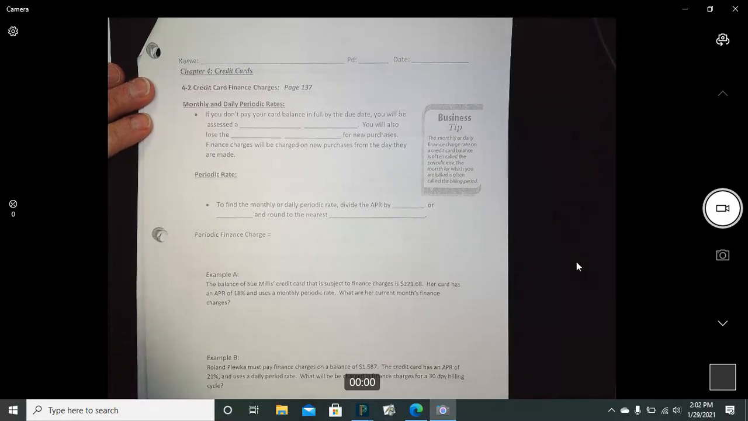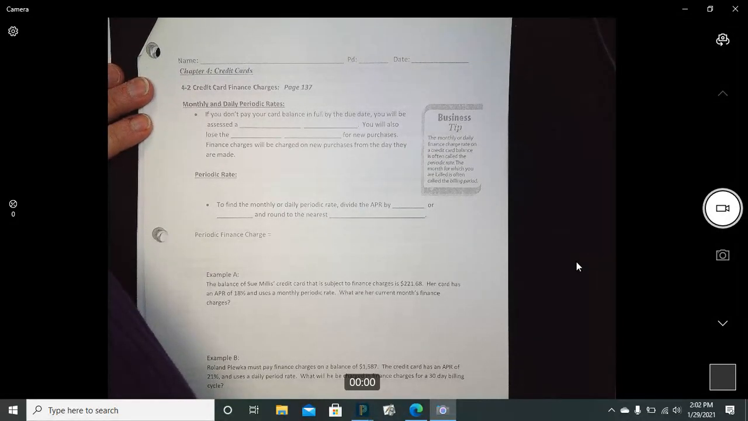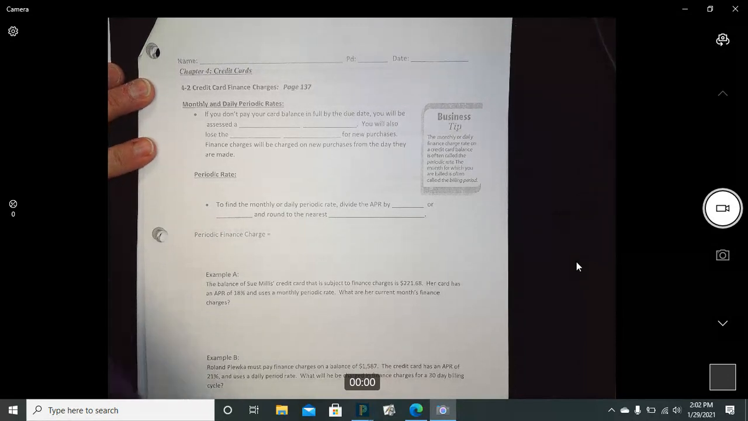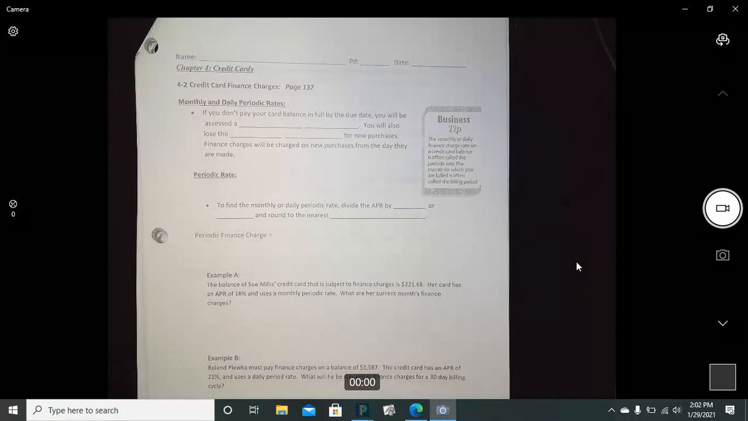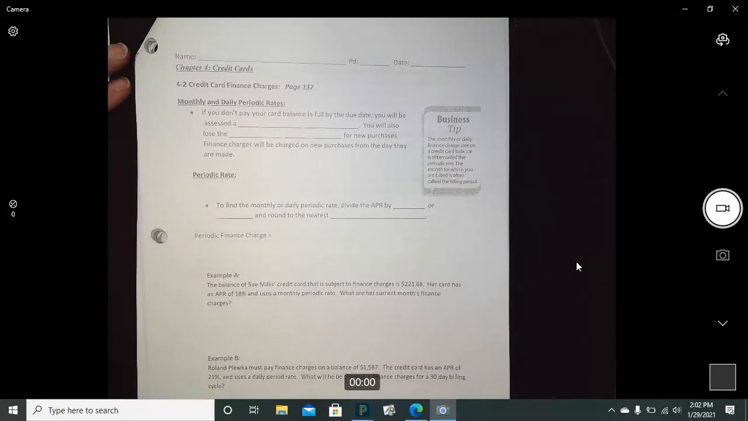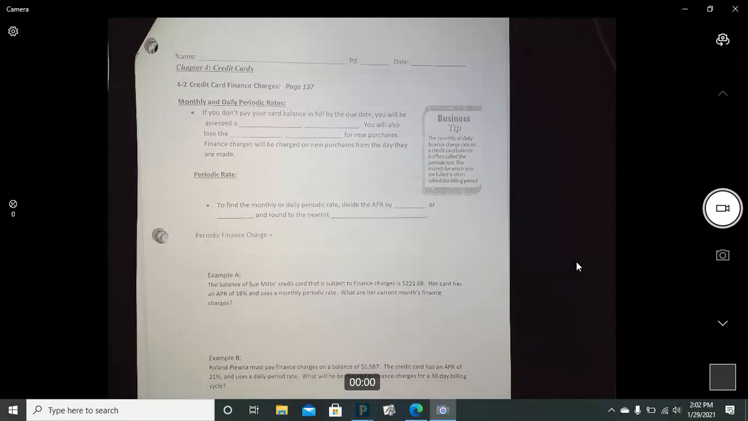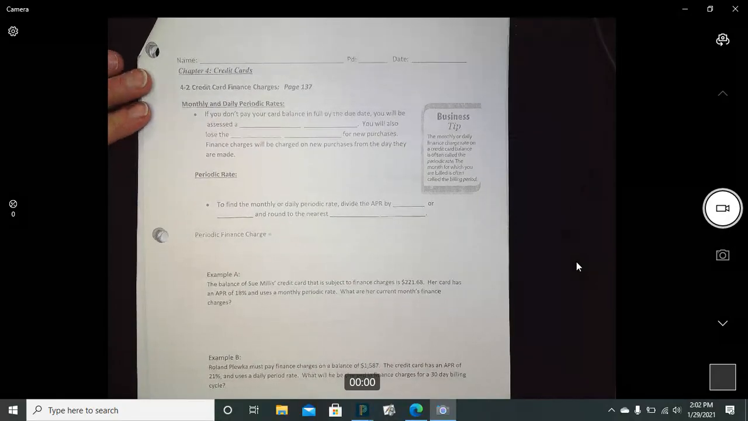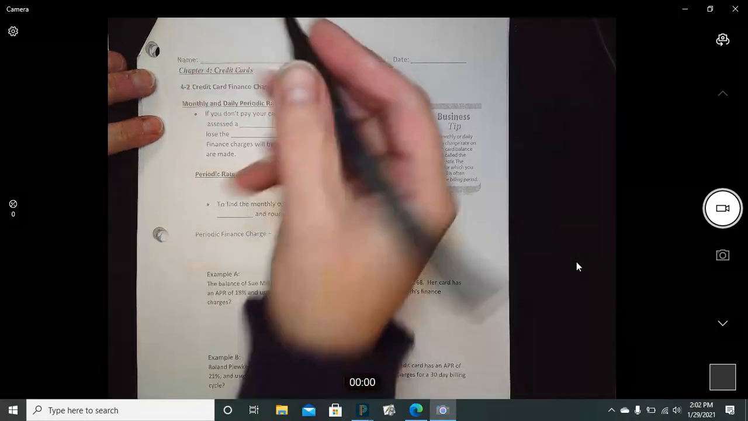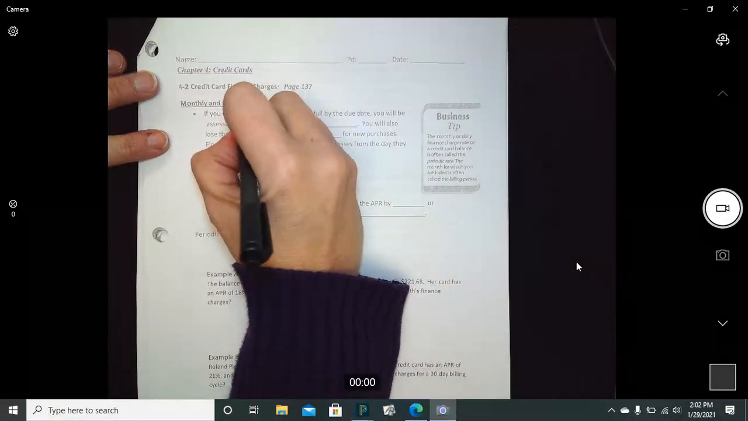And if you think about it, your monthly, how many months in a year? There's going to be 12 months. So if it says monthly, you may only have to do it for 1 month, or it may be for the 12 months. So first off, if you don't pay your credit card balance in full by the due date, you'll be assessed a finance charge.